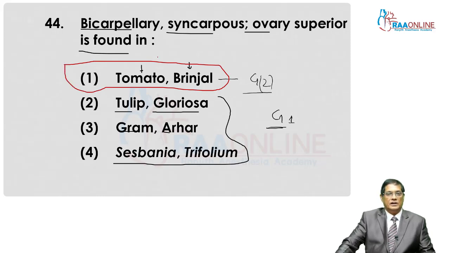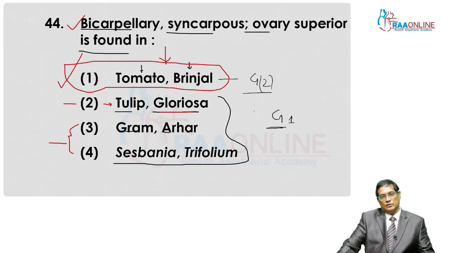Tulip is Liliaceae, gram Fabaceae, arhar Fabaceae, sesbania Fabaceae. Gloriosa is Liliaceae. In the last three cases, G1 and superior, whereas in this case G2, that is bicarpellary syncarpous superior ovary. Here tricarpellary, here monocarpellary, but in this case it is bicarpellary syncarpous superior ovary. Hence the examples are tomato and brinjal.